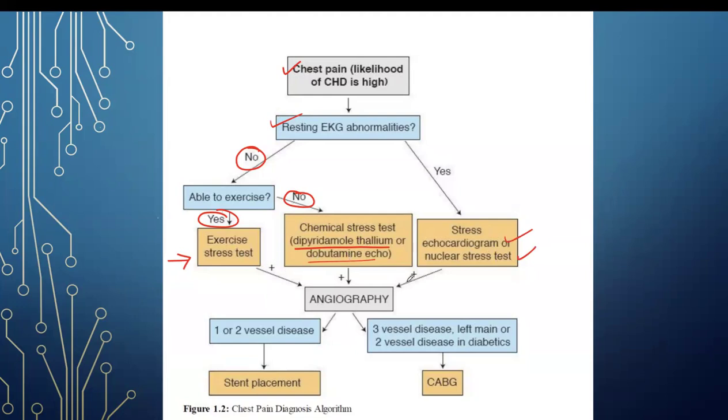If any of these comes back positive, then you send the patient for angiogram. In the angiogram, if the patient has got significant blockage, which means more than 70% blockage in one or two vessels, that patient will go for angioplasty, which is a stent. If it is three vessel disease, then that patient will go for coronary artery bypass grafting. Okay, does it make sense for everyone?